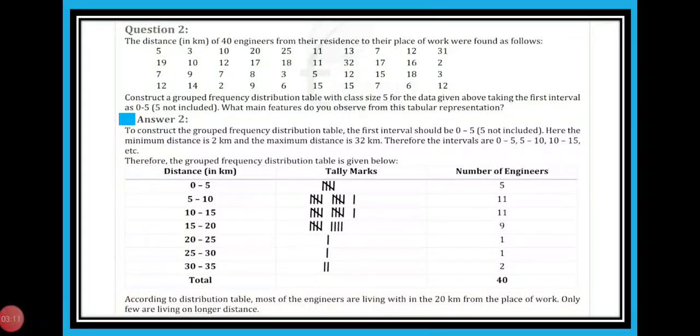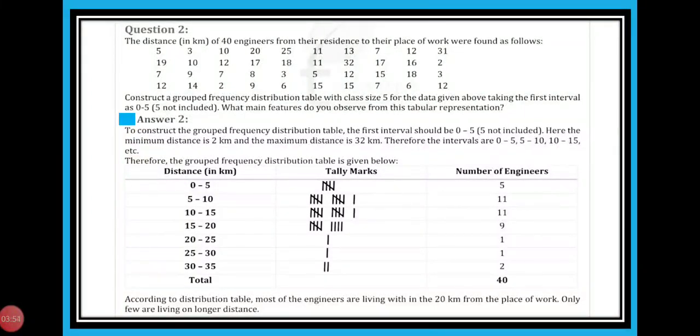The distances in kilometers of 40 engineers from their residence to their place of work were found as follows. In the question, the distance between the residence and office of the engineers is given. Construct a grouped frequency distribution table with class size 5 for the data given above, taking the first interval as 0 to 5, 5 not included. What main features do you observe from this tabular representation?